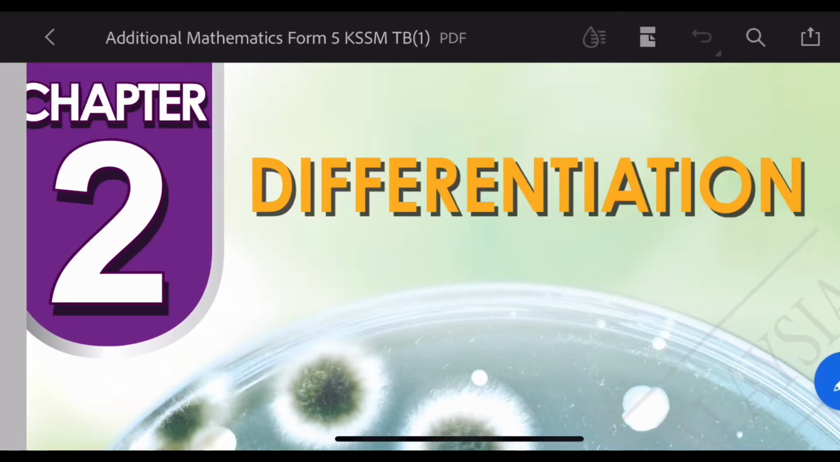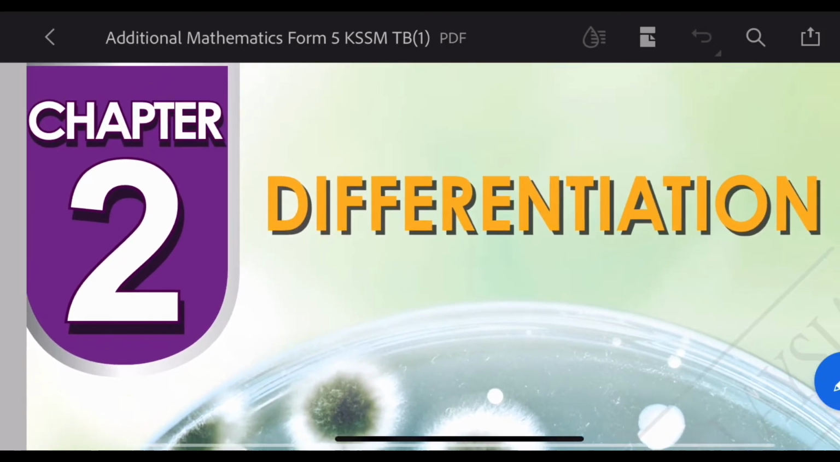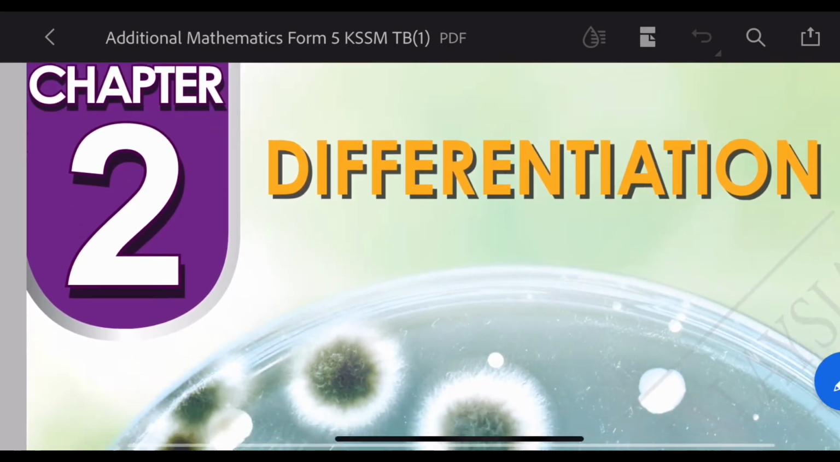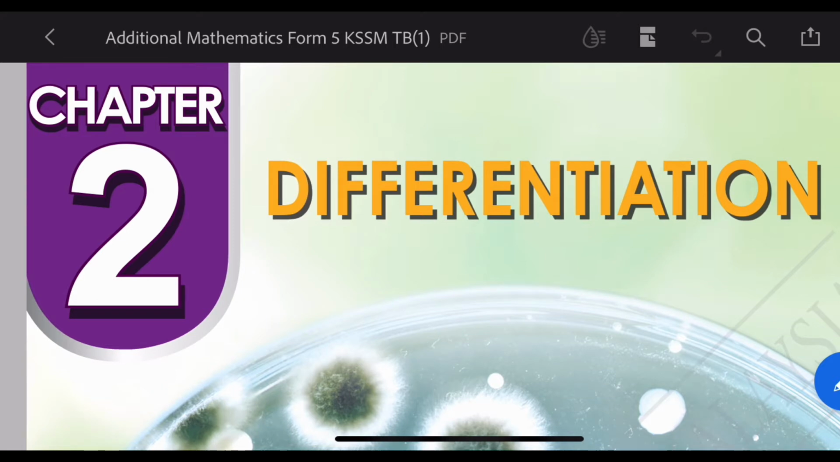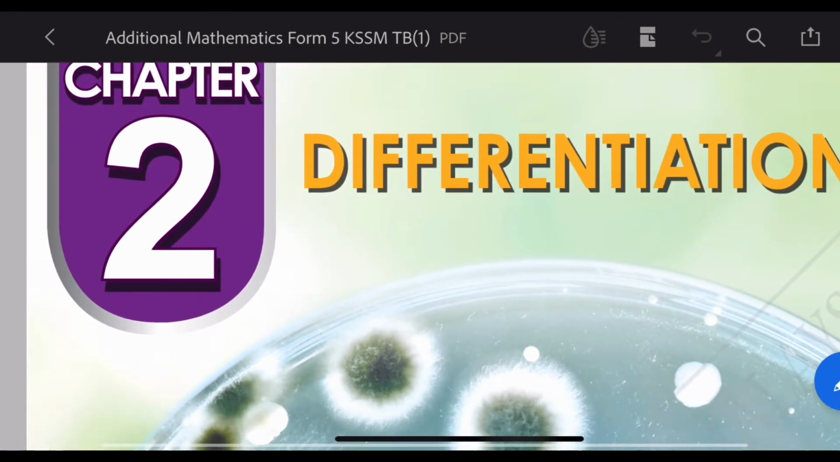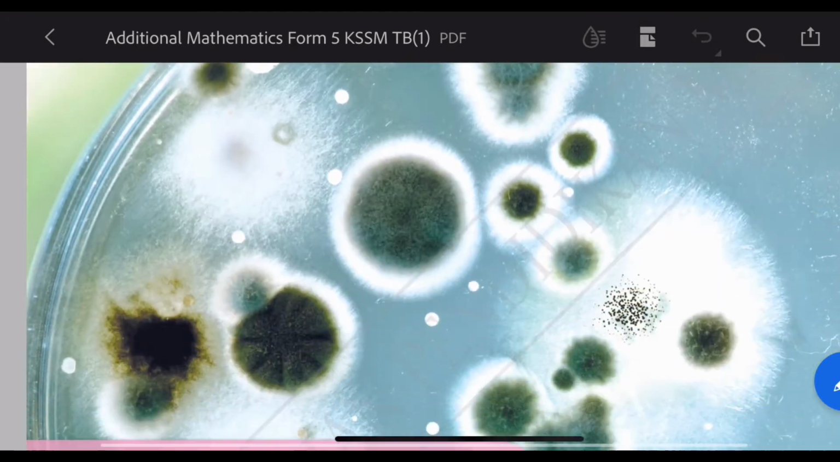Hello everyone. Today I will teach you chapter 2, differentiation. This is actually a Form 5 topic for Form 4 students this year. This is actually the new syllabus. Differentiation and integration will be under Form 5. We call it calculus. So today I'm going to revise differentiation with all the Form 5 students.